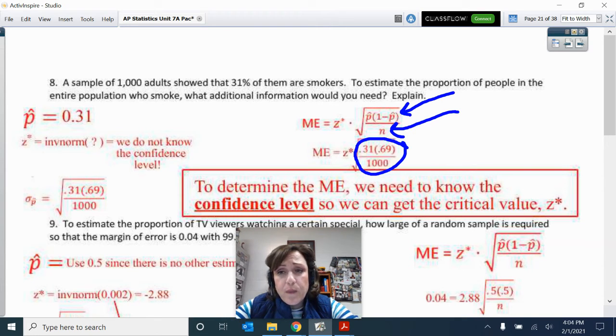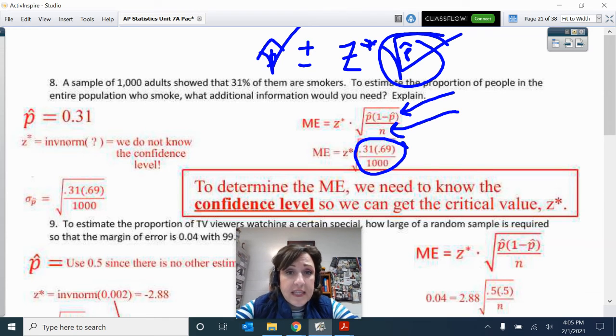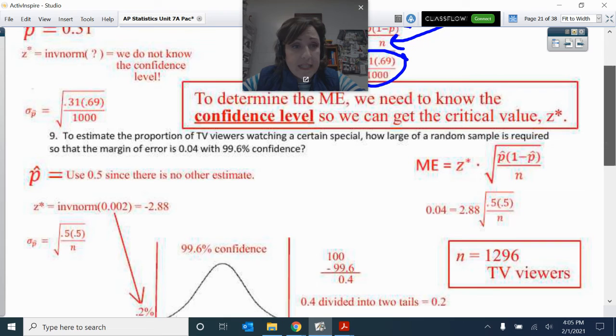To estimate the proportion of people in the entire population who smoke, what additional information would you need? So I need to be able to get this margin of error. Let's just do p hat plus or minus the critical value. So if we're talking about doing an interval, and then that standard deviation, okay? I've got this. What I do not have is that. So I don't have that critical value because they have not told me how confident to be. So that's what's missing.